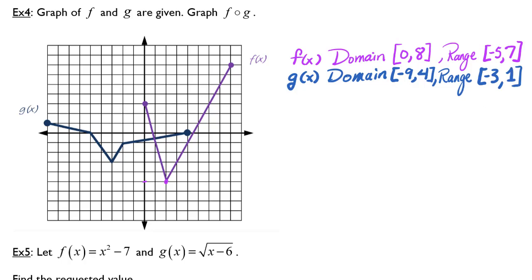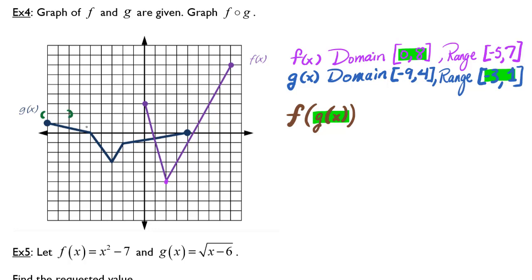If we want to compose f with g of x, the composition means that any input into the function f of x needs to be in the domain of f of x. That means the outputs in g of x need to be in the domain of f of x, because f of x inputs are g of x outputs.